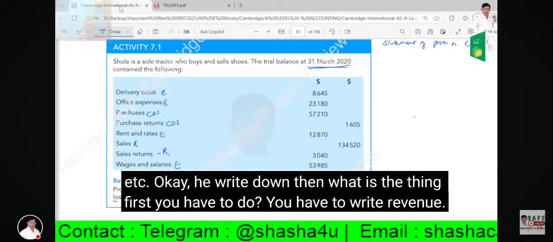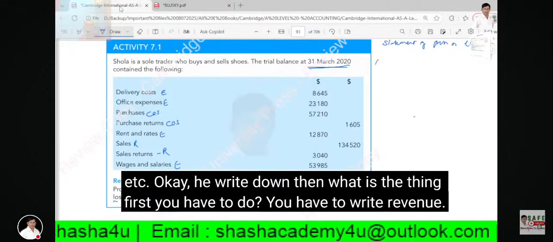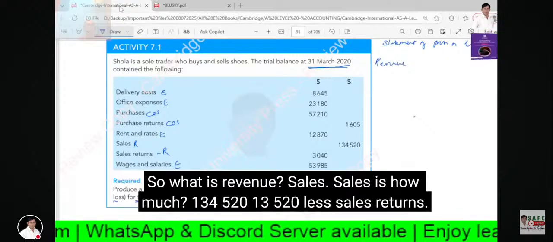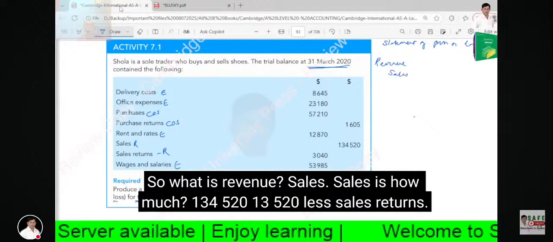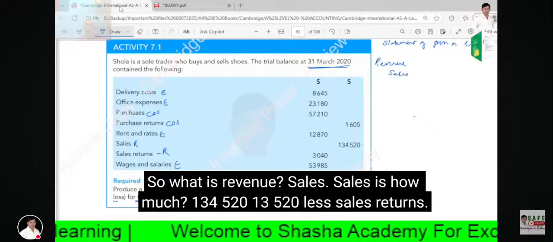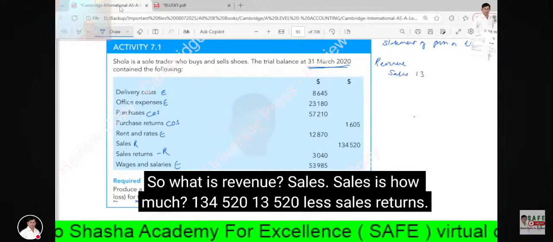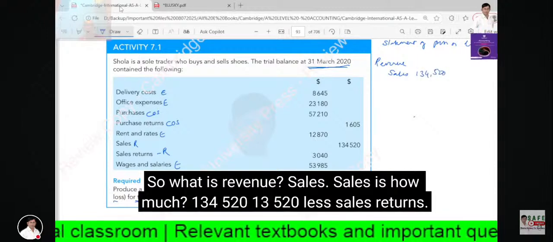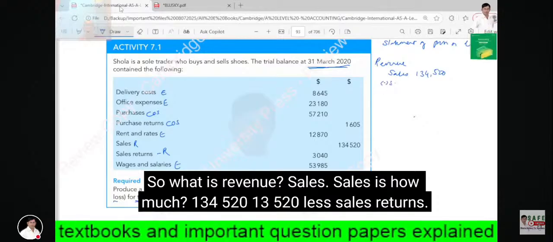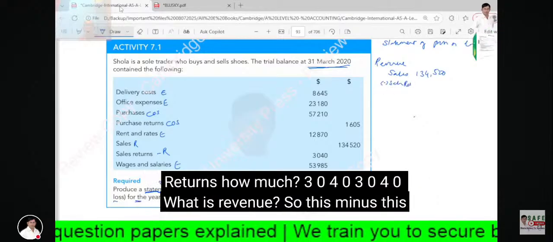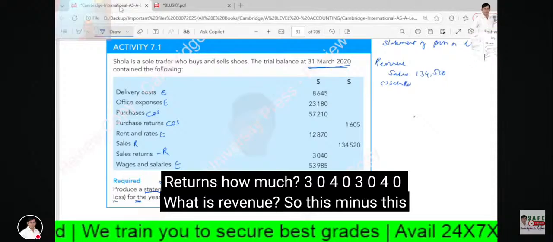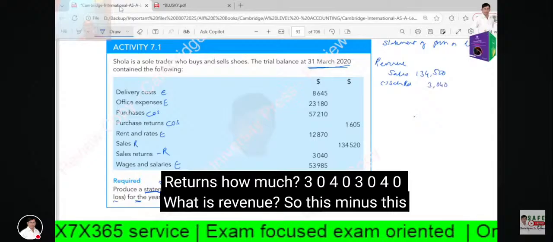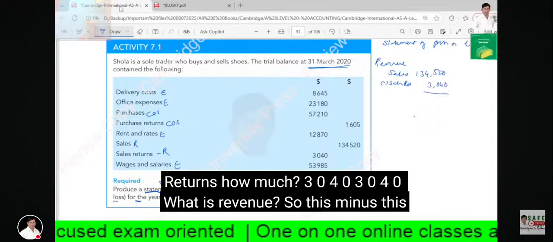Okay, you write down. Then what is the first thing you have to do? You have to write revenue. What is revenue? Sales. Sales is how much? 134520. 134520 less sales returns. Returns how much? 20. What is revenue? So this minus this.